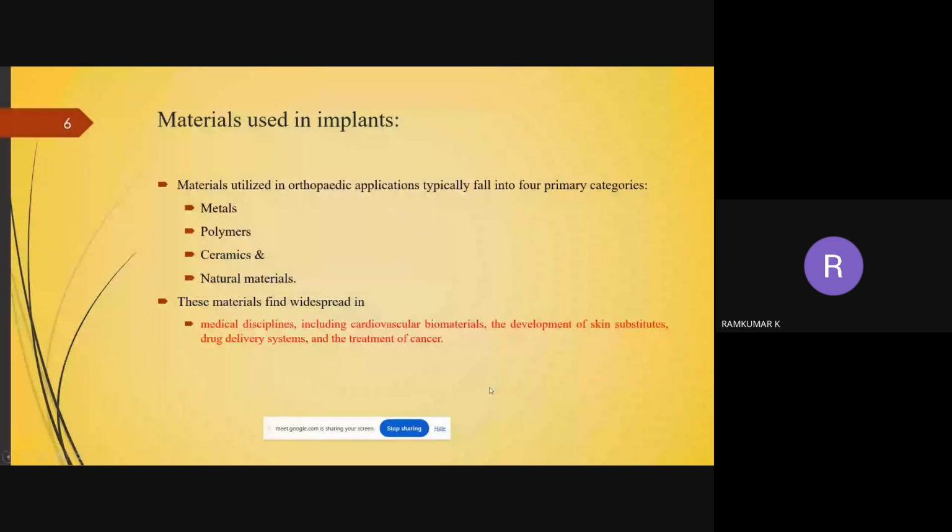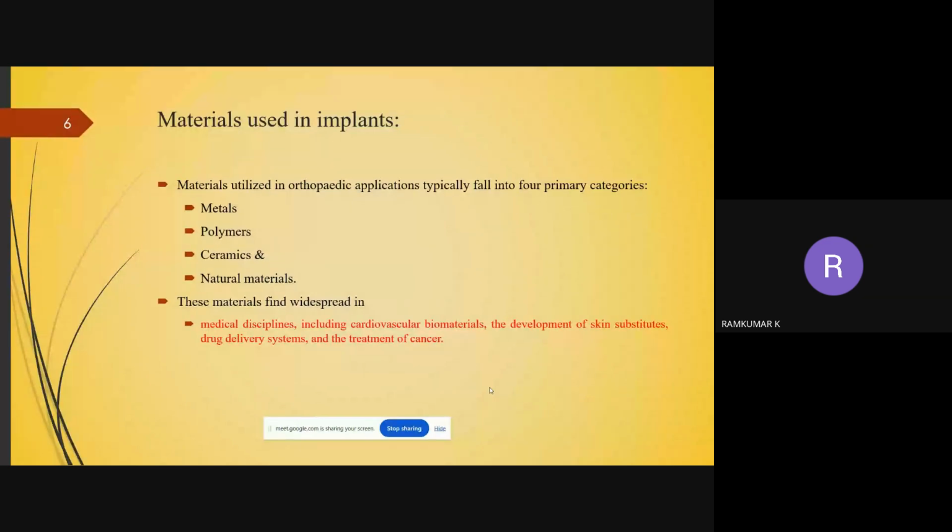So what are the materials used in implants? Here we will see what are the materials utilized in orthopedic applications. Majorly, there are four categories. The first one is metals. The next one is polymers. After that, ceramics and natural materials.